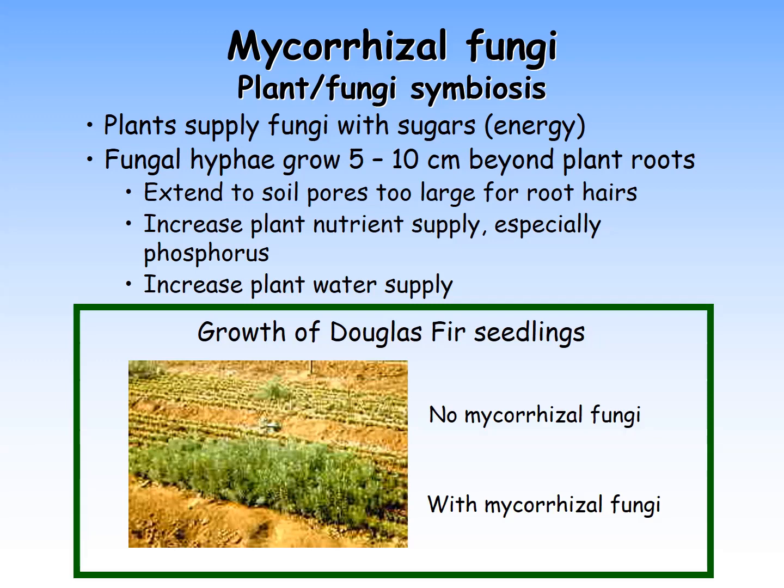Shown here is an example of the beneficial effects of mycorrhizal fungi on the growth of Douglas fir seedlings. Here you can see there's no mycorrhizae. And on the other hand, with mycorrhizae, you can see the plant height is much larger than the ones without mycorrhizae. And this is true for most plants that form associations with mycorrhizae.